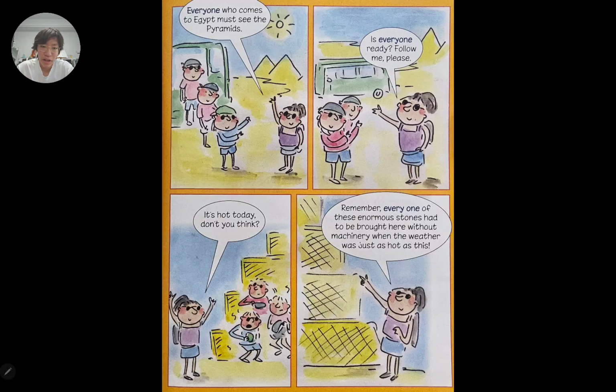Remember, okay, here we go. Everyone, as an example, is like, is everyone ready? Please follow me, please. And if you use every one as an example, you'd say, every one of these merits was earned by me through hard work and determination. Everyone who comes to Egypt must see the pyramids. Is everyone ready? Follow me, please. It's hot today, don't you think? Remember, every one of these enormous stones had to be brought here without machinery when the weather was just as hot as this. Yeah, that's pretty much believable.